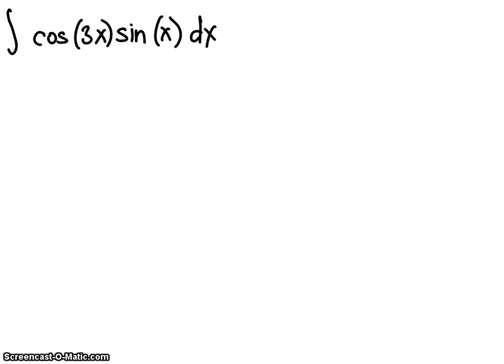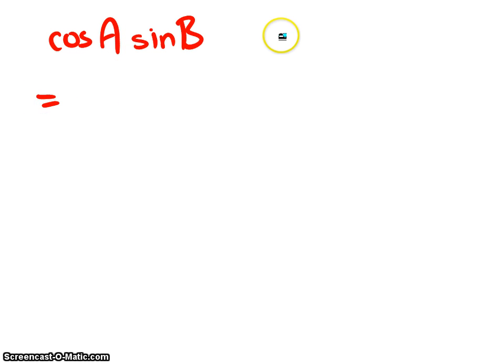Question 6b asks us to integrate the product of cosine 3x and sine of x. Now, when we see this, we are a little bit nervous because it's very hard for us to integrate products of trig functions. But fortunately, we actually have another way of writing this. So, if I have cosine of some angle A times sine of some angle B, I've got a way to combine these two angles. What is it?